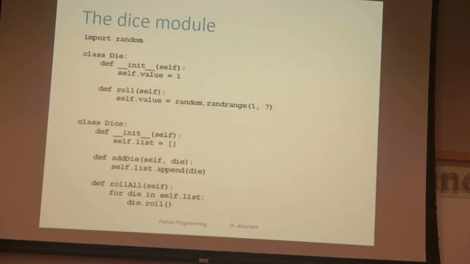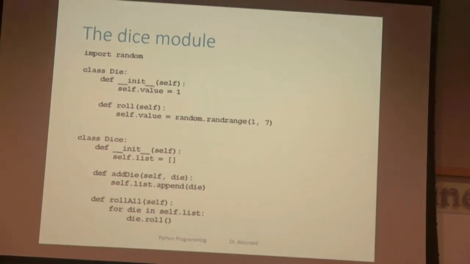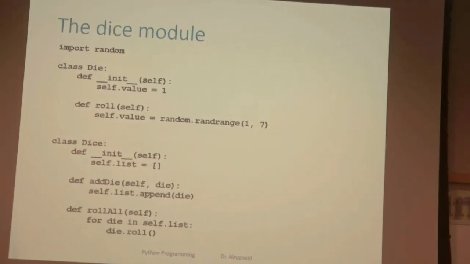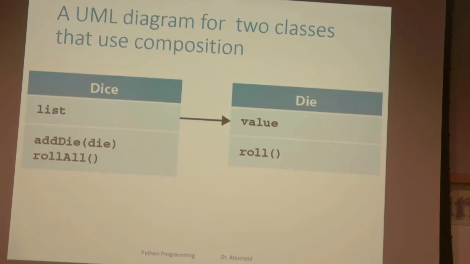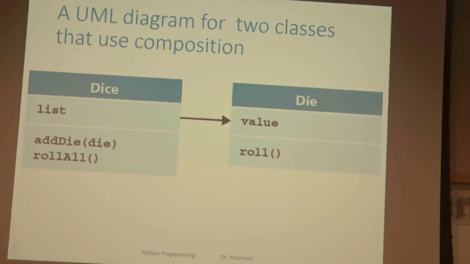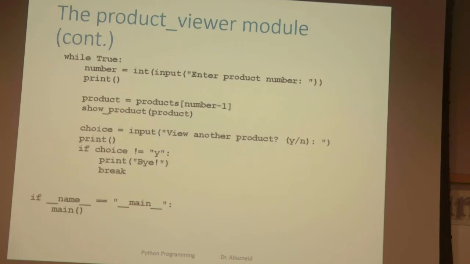All right. So the dice module, as you see in here, which is in here, the dice module, it has a list of dice, and you could add a die, and you could also roll them all. So look at it in here.